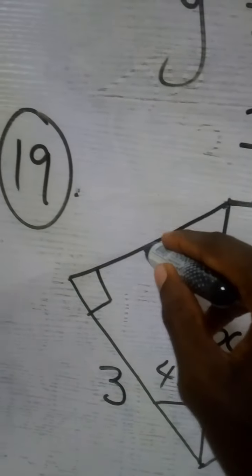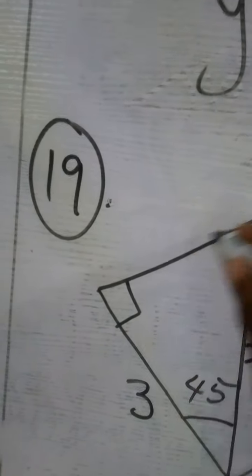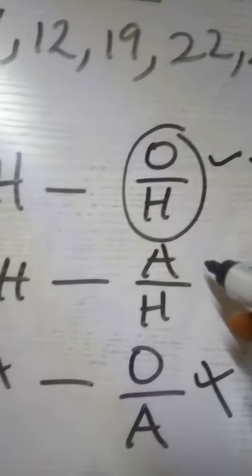For our 45, this is the opposite. We are not given the opposite. So definitely, we cannot use anything that consists of the opposite. So this is out, while this is also out. That means definitely I'm going to use cos for this x here in this triangle.